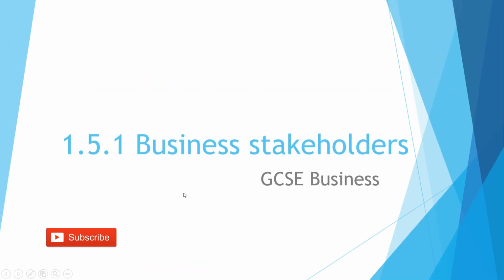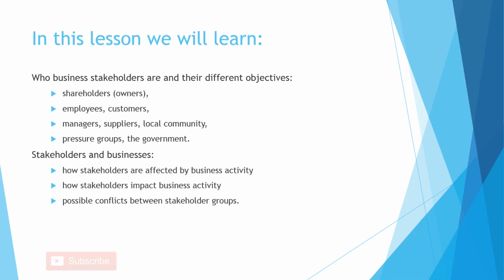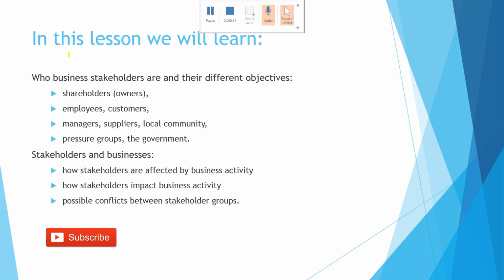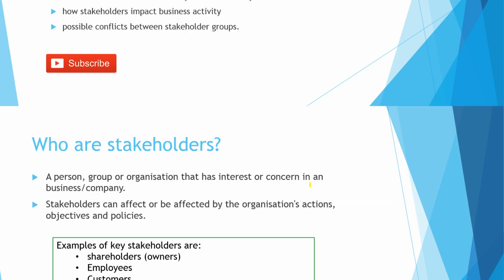Today we'll be covering 1.5.1 Business Stakeholders. In this lesson, we will understand who business stakeholders are and their different objectives. And we'll then move on to understand how stakeholders are affected by business activity and how stakeholders impact business activities, and then we'll understand the possible conflict between different stakeholder groups.